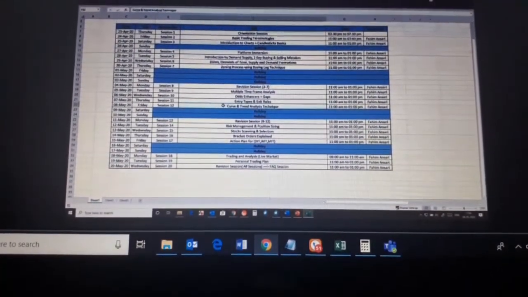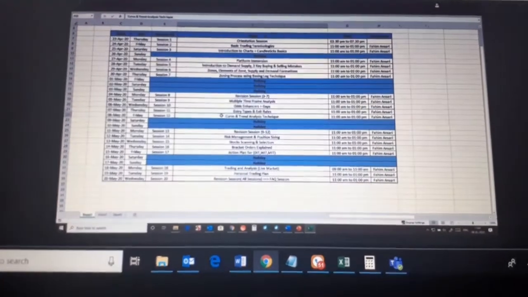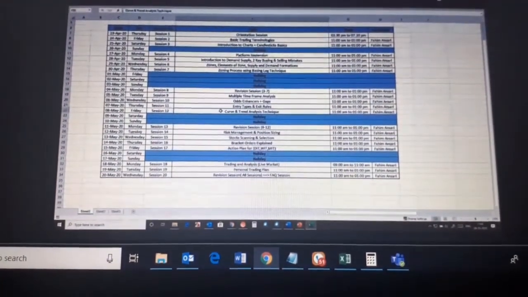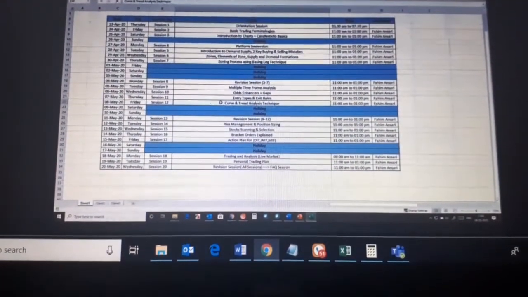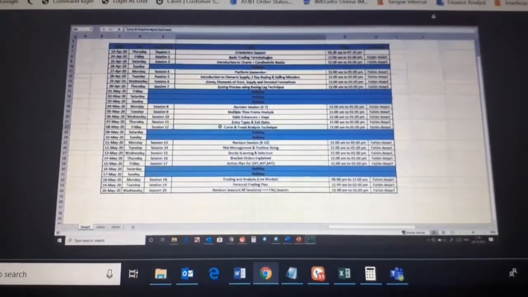Okay, curve and trend analysis. Curve trend analysis we have already done. We have to do curve analysis today, which is a very important part of your curriculum.